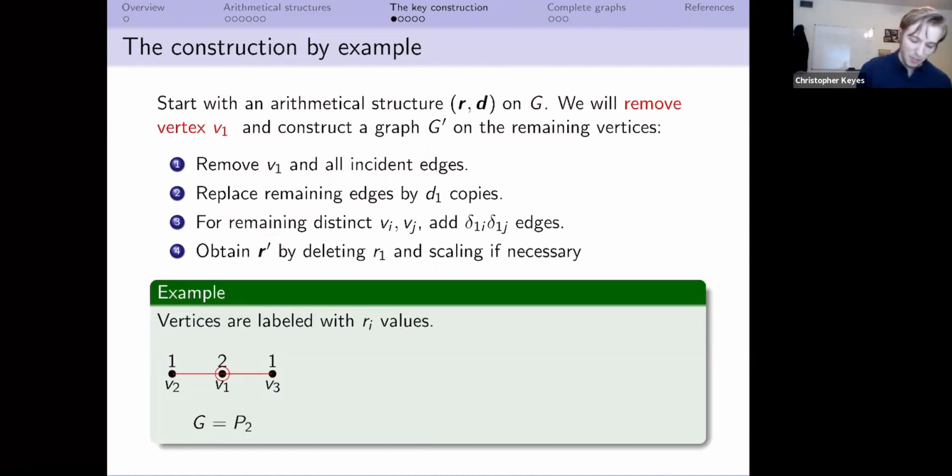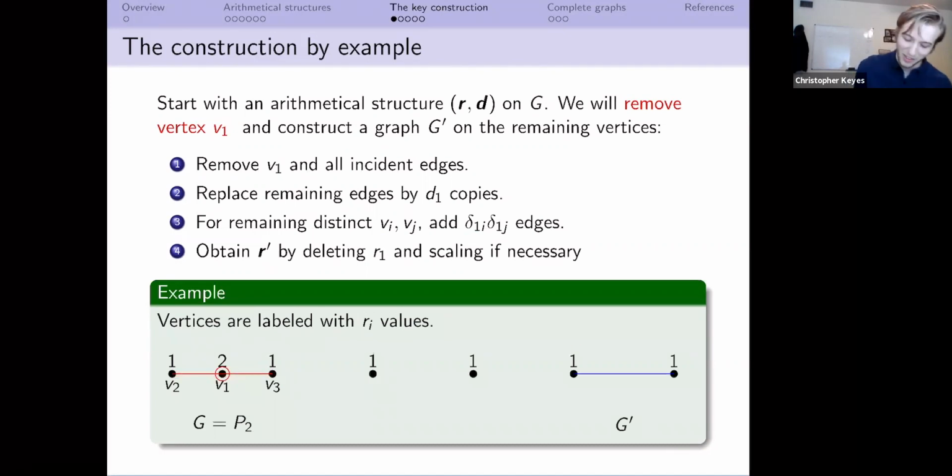if here's our graph, this is a path P2. Let's say we want to remove the middle vertex. We start by removing all the incident edges. We move to step 2, but there's no remaining edges to replace, so we don't need to. And then for the remaining distinct pair, okay, so for the one pair of vertices, excuse me, we add back in 1 times 1 edges, right? We're just replacing the path that went through V1, and that gives us our graph G prime.